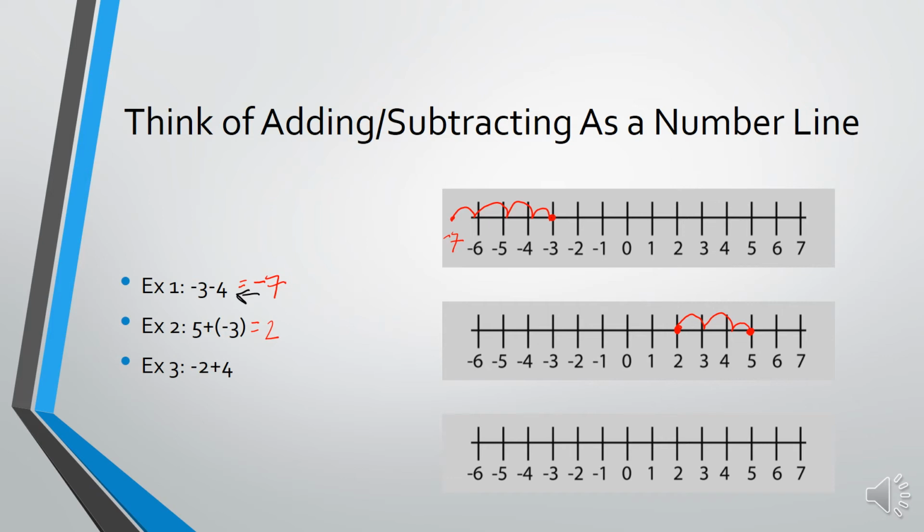And for my last one, -2 plus 4. So this says start at -2, and now I'm going to go to the right 4 places because I'm adding 4. So 1, 2, 3, 4. So -2 plus 4 is 2.